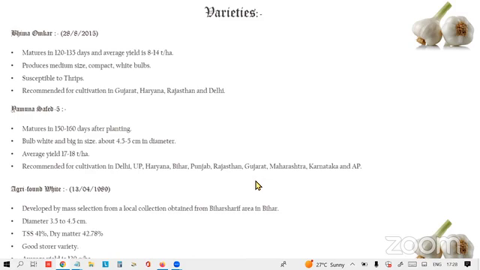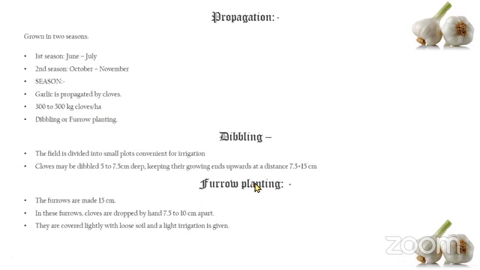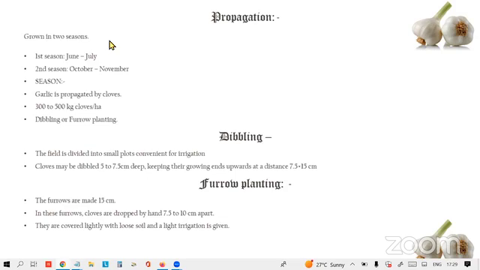The propagation: it is first sown in the months of June and July. The second season is October and November. That means we normally take two seasons, two crops. Firstly, it is sown in June and July, and the second season is October and November. Therefore, it is cultivated two times in a year in India.